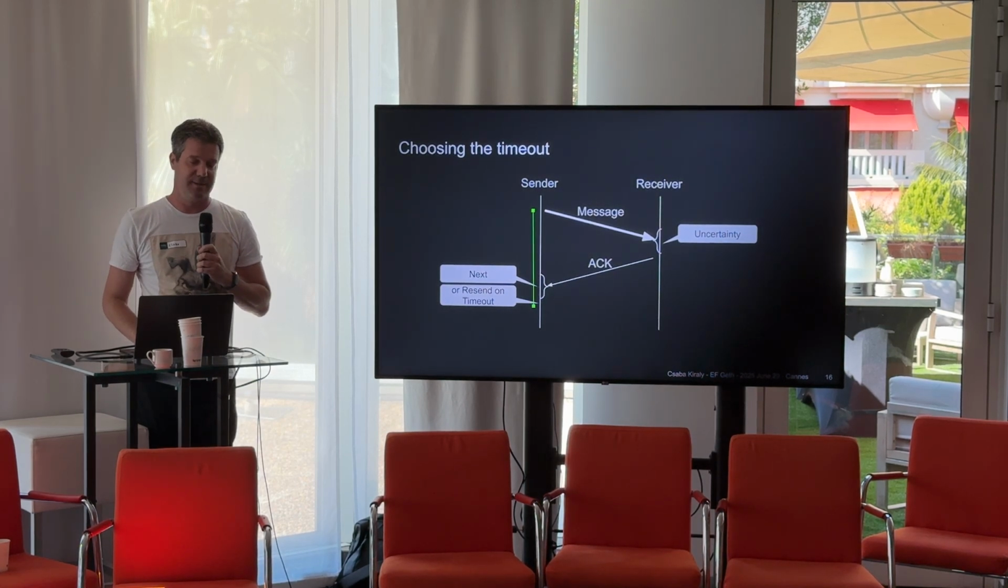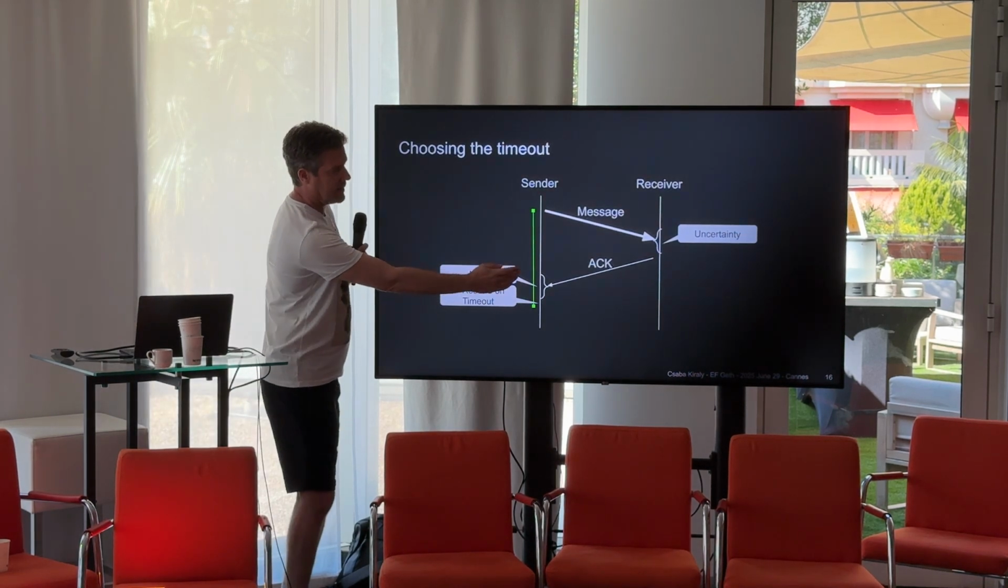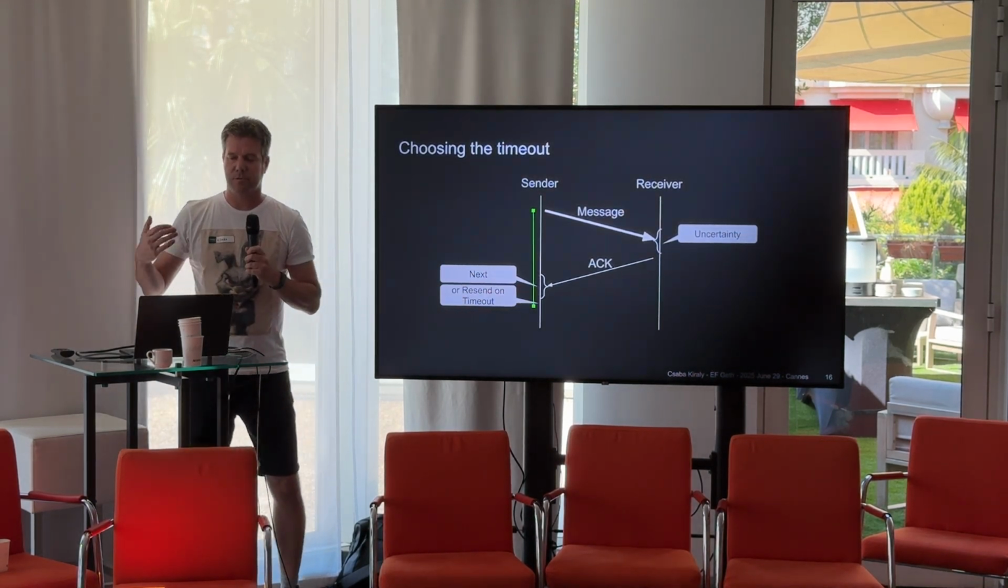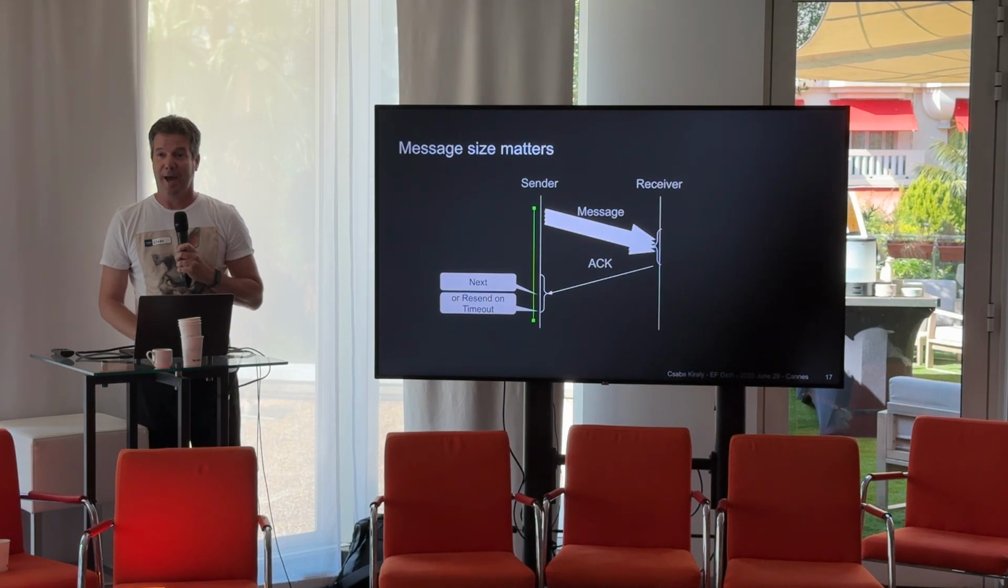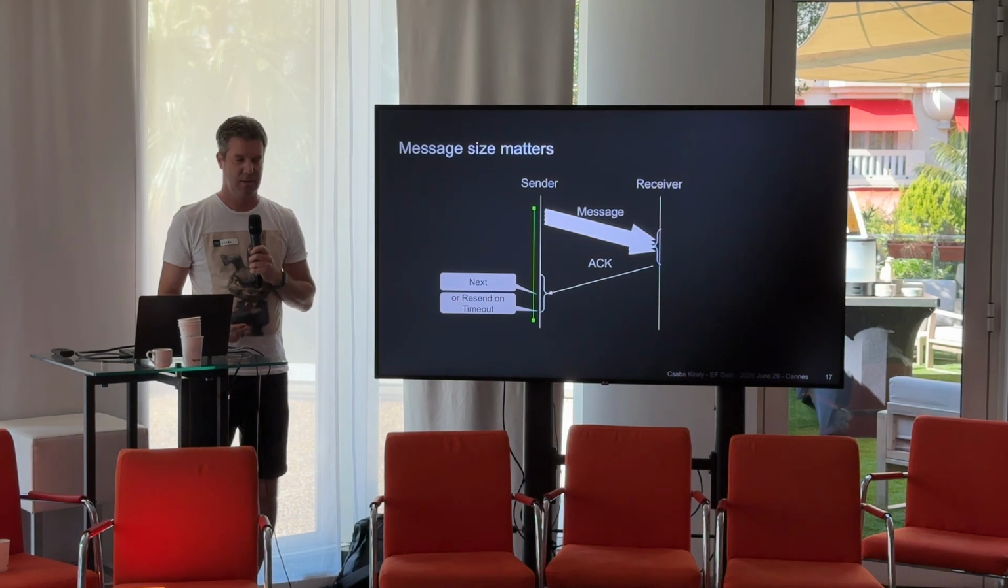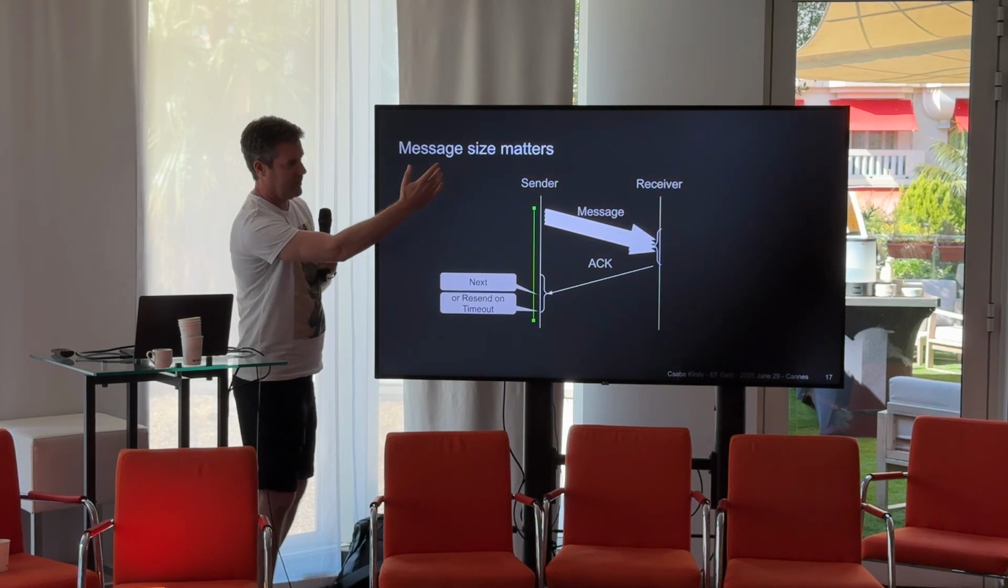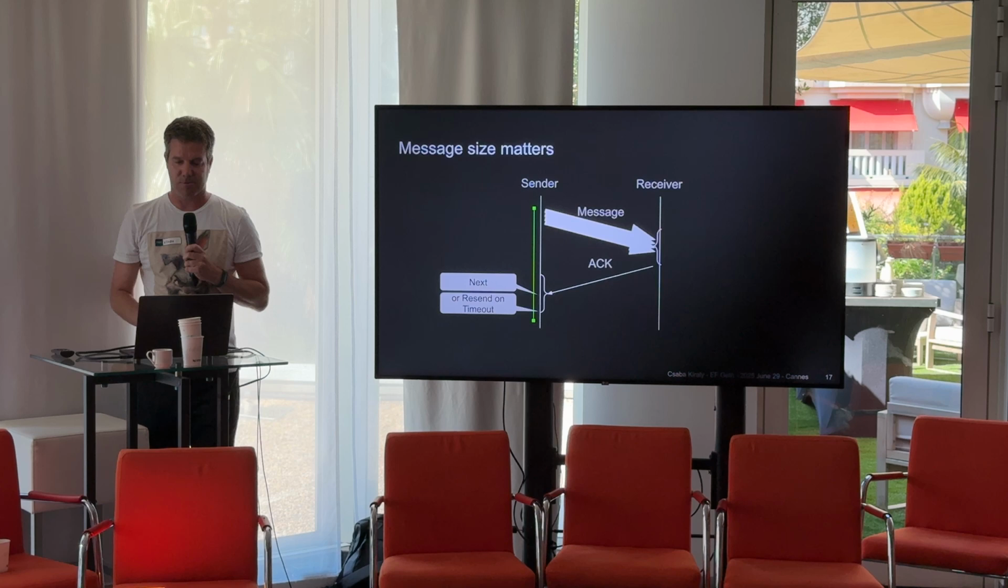But then you realize that you have to choose this timeout, and when you're choosing this timeout, there is some uncertainty on how fast the message is propagating and how fast the acknowledgement is propagating. So you have to add slack to it, right? And then you have to choose a timeout which is bigger. Stay with me. And then you realize that message size also matters. Like, bigger the message, bigger the time. You need even bigger timeout.